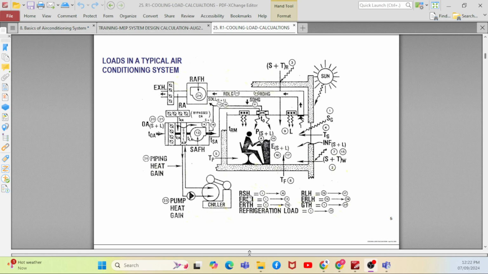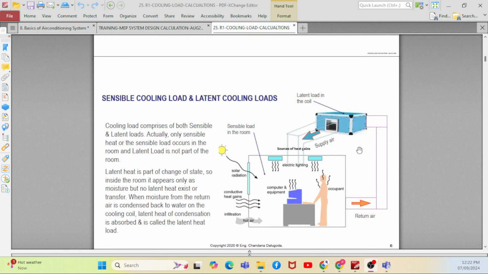Sensible heat, relative sensible heat, relative latent heat. Effective relative sensible heat. Whatever different conditions you have, they give the details. Clear, right? And we will see in more detail.